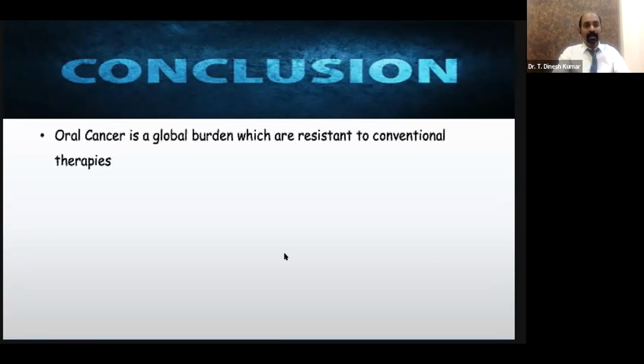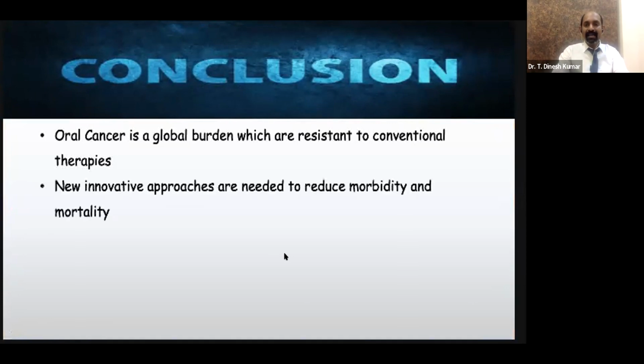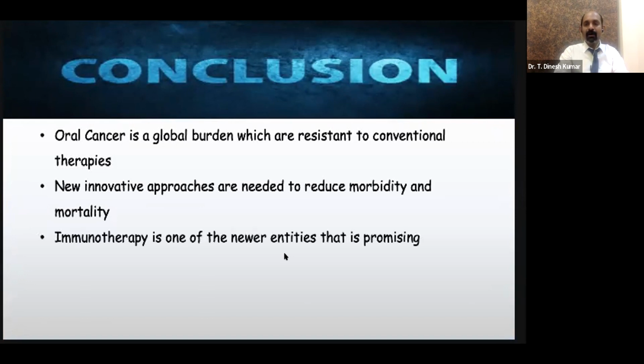Finally, to conclude this presentation, cancer treatment is one of the challenging aspects in the medical field, and the treatment modalities ranging from surgery to chemotherapy and radiation have yielded mixed results. To overcome this hurdle, newer innovative approaches are needed to reduce the morbidity and mortality of these patients. Immunotherapy is one of the newer entities that is promising, and can be very helpful as an adjuvant therapy. The disadvantages of surgery, such as recurrence of tumor and non-resectable lesions, and toxicity of radiotherapy or chemotherapy, can be substantially reduced by immunotherapy.